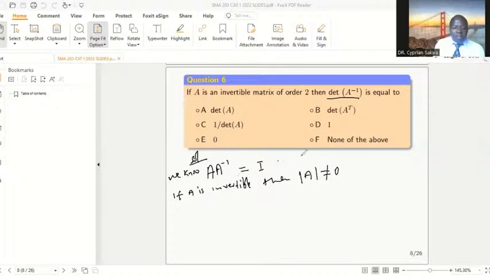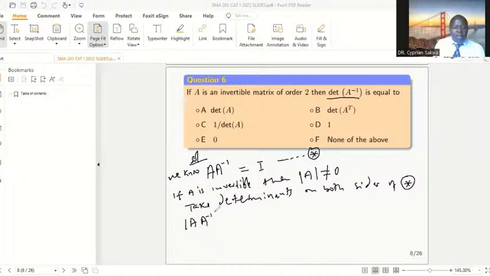Now let's come back to this equation star and use it. Take a determinant on both sides of star. And we know what I is. I is the identity matrix. If it's a 2 by 2 matrix, then it's this matrix. And I know that the determinant of I would just be 1. This minus that would be 1.